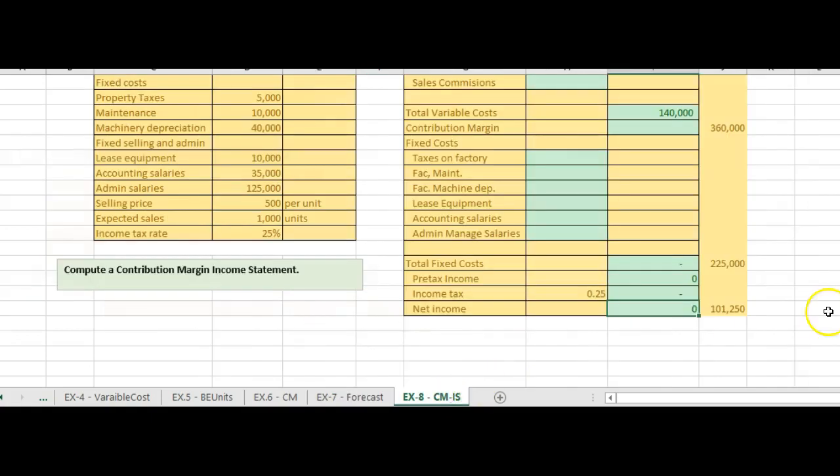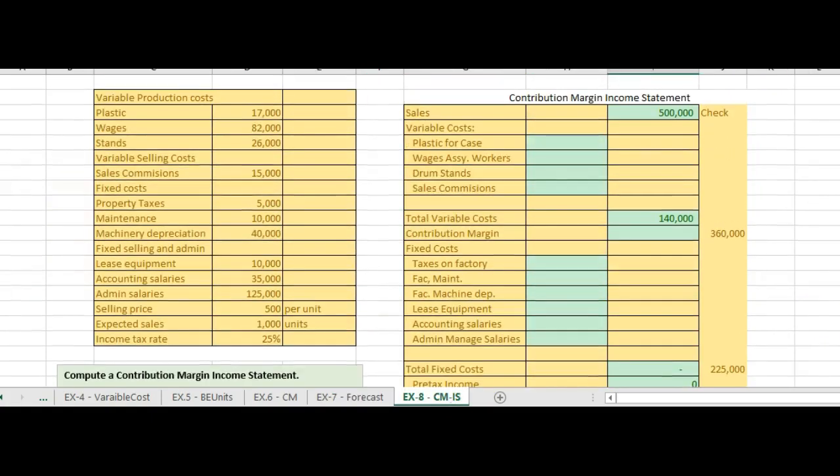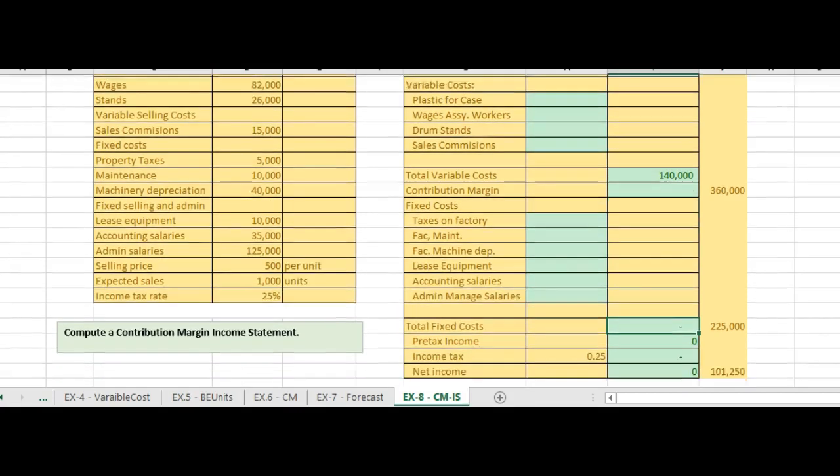And finally, the big one, and I will let you finish this off, but I will tell you, selling price times expected sales comes right here at 500,000. These numbers are going to get plugged right over here and should total 140,000. You're going to subtract that 140 from that 500,000 to get 360. You're going to take the rest of these costs, put them here, and add them up. They should come to 225.